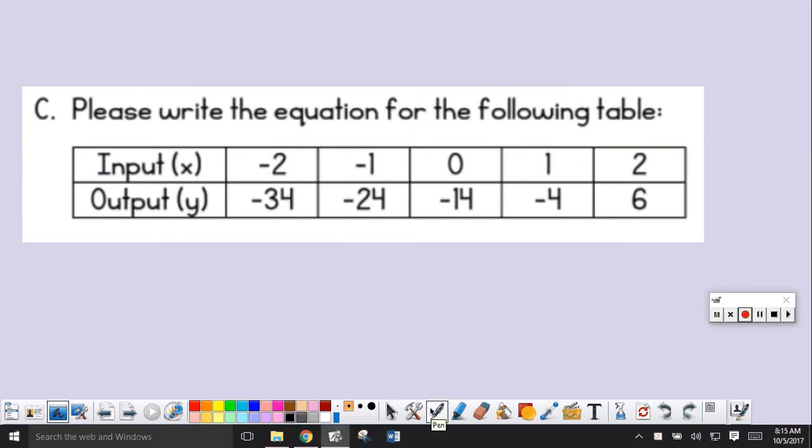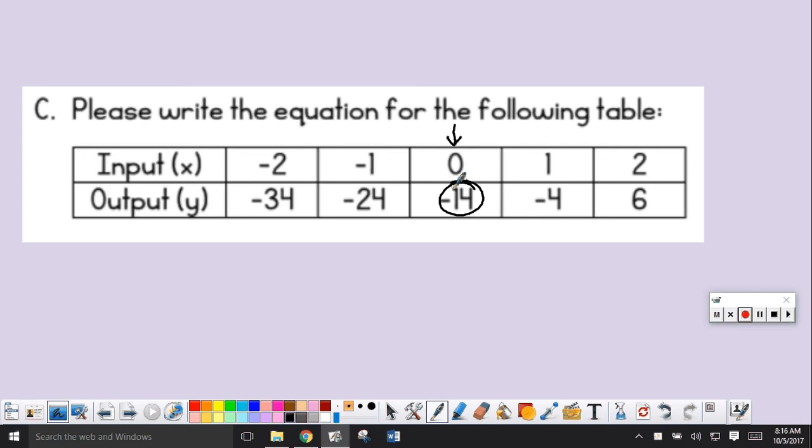Please write the equation for the following table. So we're going to need the same information. We're going to need the initial value and the rate of change for this table. Remember, on the table, when x is equal to 0, that is my initial value. So my initial value is negative 14.